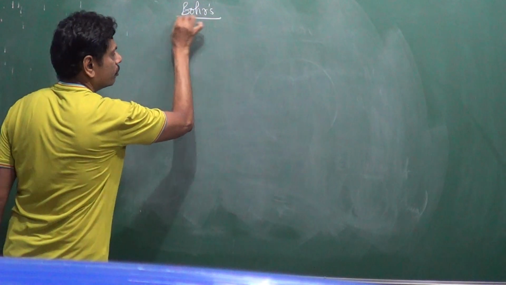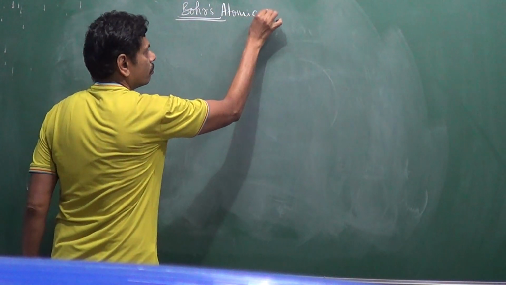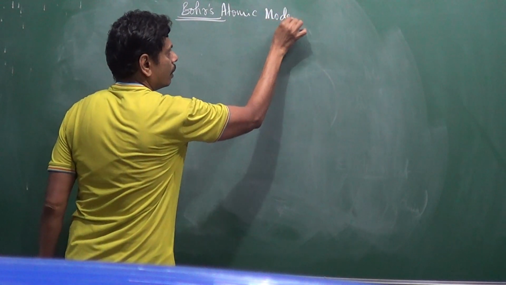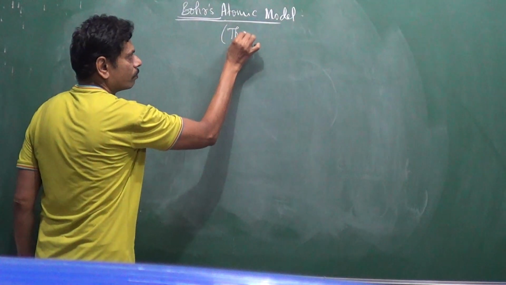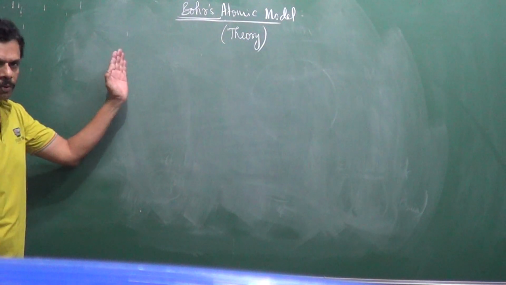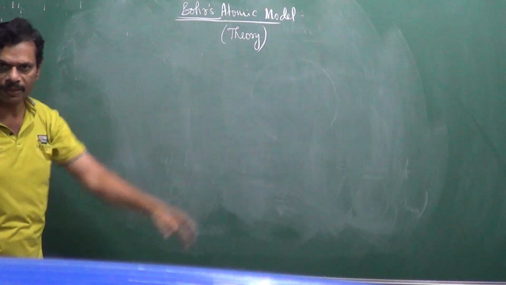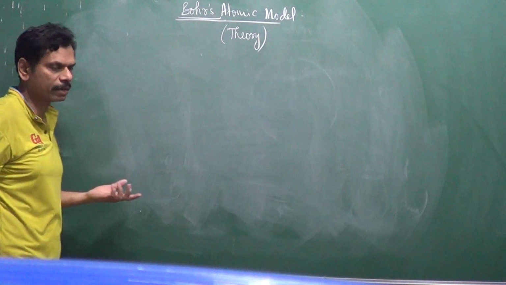Already we have studied Bohr's atomic model, or I can say Bohr's theory. Bohr's theory: what are the advantages, what are the limitations? So first, advantages. Advantages we are aware of already.